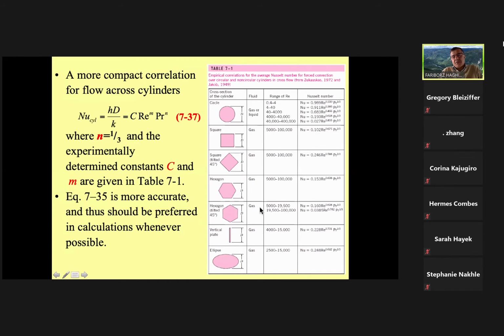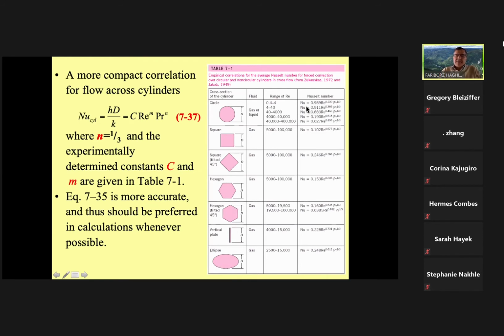Again, for each one, you can see there's a certain range. For example, for this hexagon, if it's in this range, you use this equation, and if it's in this range, you use this equation. Therefore, it's not just blindly taking an equation. No, we have to make sure that we satisfy all the required conditions.